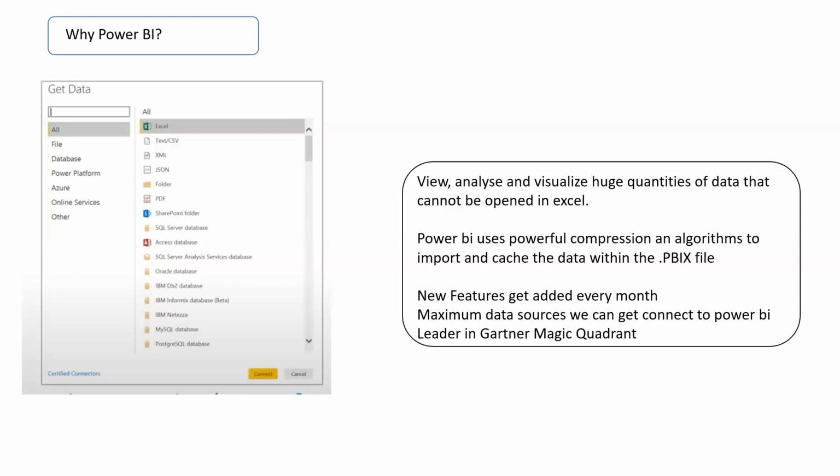There is an option called Get Data. By using the Get Data tab, we are going to extract from different databases. And it is a leader in the Gartner's Magic Quadrant. What does this Gartner Magic Quadrant mean?